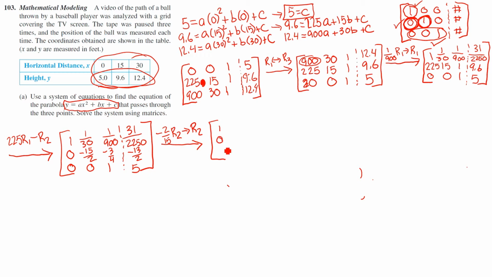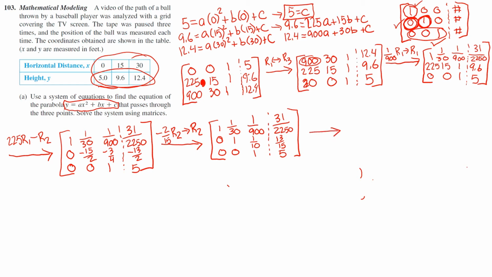We have 1 over 30, 1 over 900, 31 over 2,250, and then we'll multiply the whole row 2 by negative 2 over 15, so I get 0, get a 1, and then we'll get 1 over 10, and then negative 13 over 2 times negative 2 over 15 is 13 over 15. And the bottom row, the last row, will remain the same.